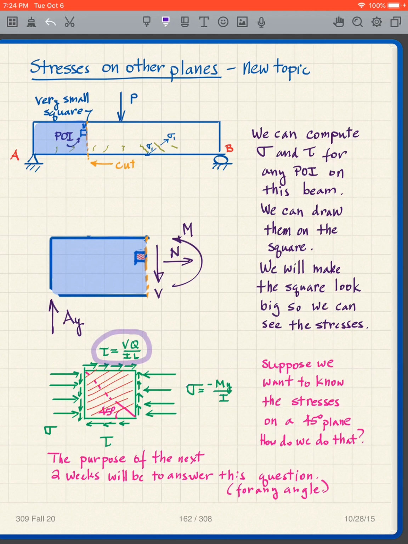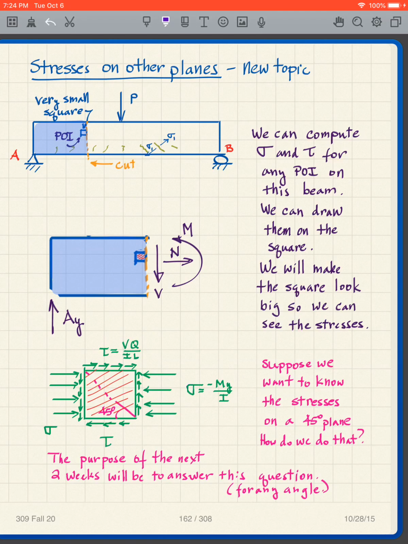Now, how about my tau? Well, my tau is VQ over Ib. So there's my tau. And this is the same thing over here, but it's got to go the other way to keep it in equilibrium. And it makes sense if you reason out the laminations and things like that: I have a tau going one way up there, I've got the tau going, same value, same VQ over Ib, but it goes in the other direction there.